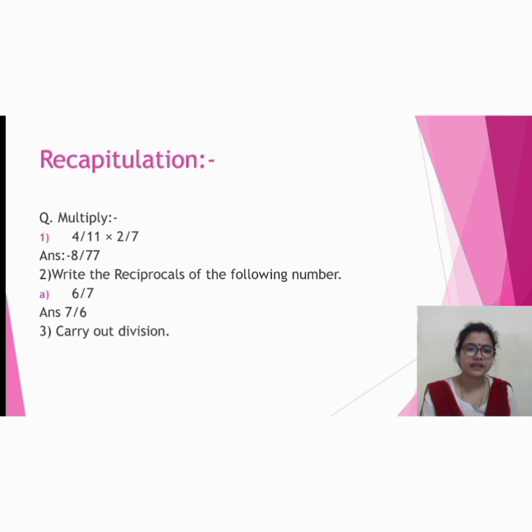Next question is carry out division. Divide 11 upon 12 by 4 upon 7, means 11 upon 12 divided by 4 upon 7. So what will be the answer, student? C. 77 upon 48.